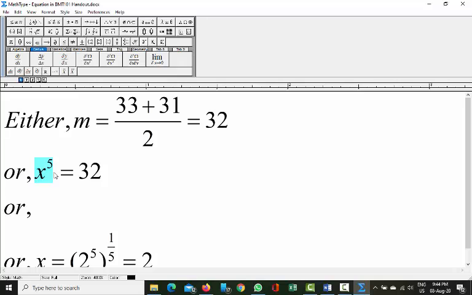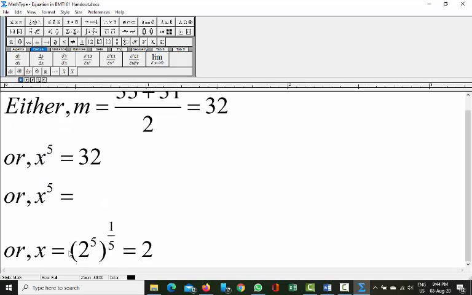X to the power 5 on the left hand side, and on the right hand side we have 2 to the power 5. As you can see, on the left hand side also power 5, on the right hand side also power 5. So both of these powers will cancel each other out. So we will have x is equal to 2. We can write it that way as well. So the value of x is 2. Right.